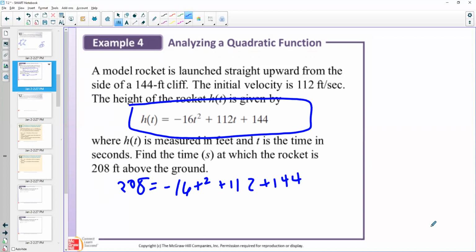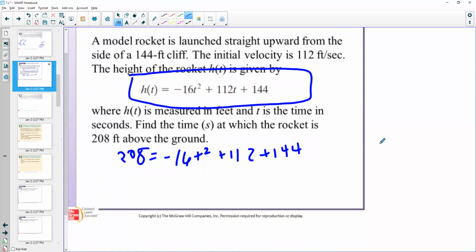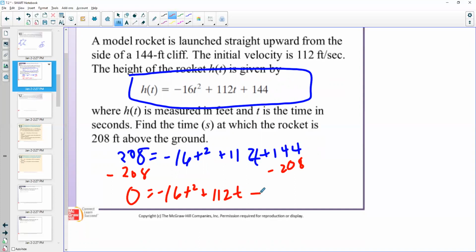Well, we need this in standard form before we can do anything with it. 112, I missed a t. I just made plus signs. So remove that 208 over. And I'm going to get 0 equals negative 16t squared plus 112t minus 64.